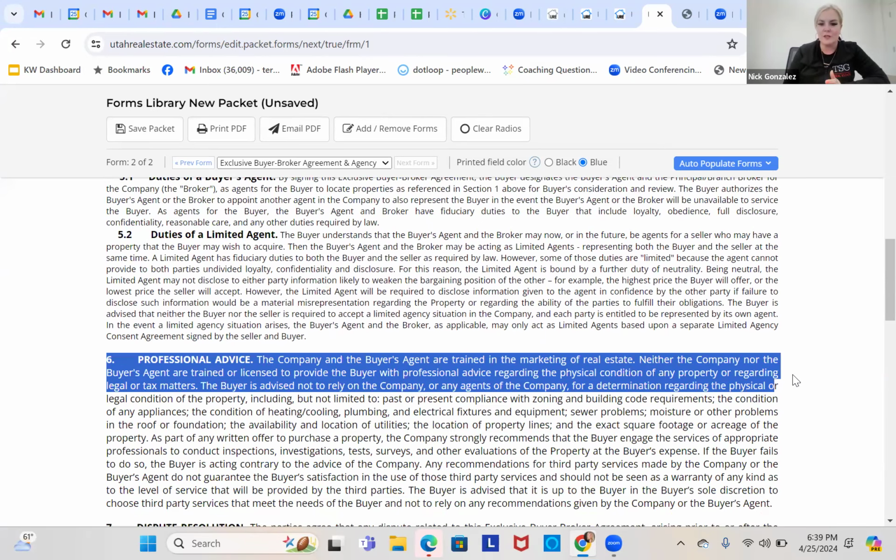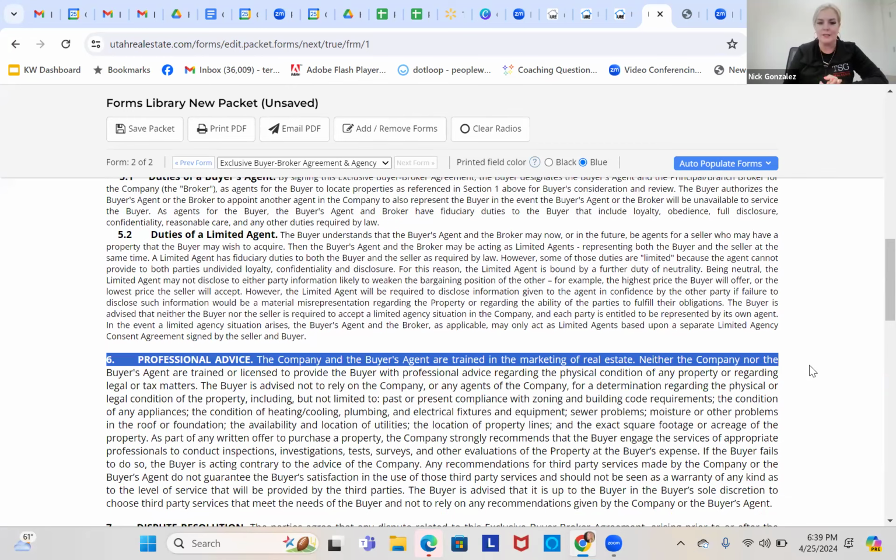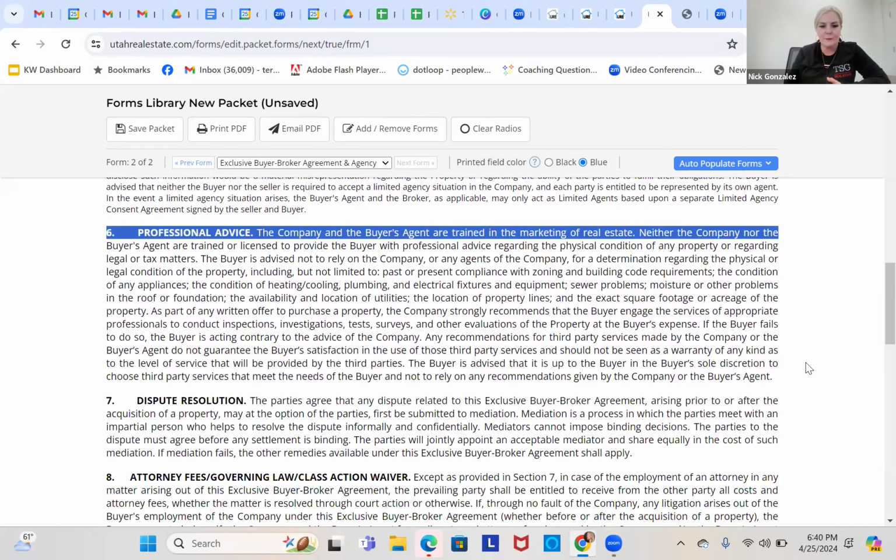Professional advice. This again just says that we are trained to market and sell real estate. We are not licensed in any other profession, like being a home inspector. We're not attorneys. We're not accountants. So if they have questions outside of our realm, we want to make sure that they seek professional advice.